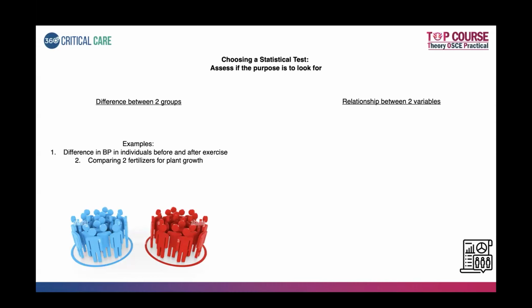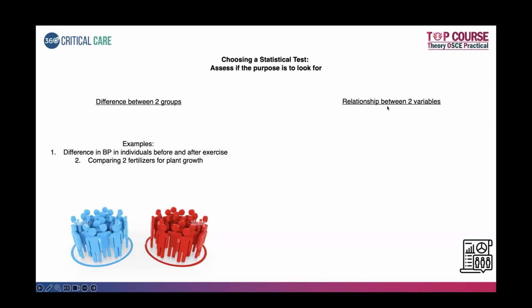Or you are comparing two fertilizers for plant growth. That is, before giving the fertilizer and after giving the fertilizer, you are assessing how the growth of the plants is. So this will give an idea about the difference between the variables.